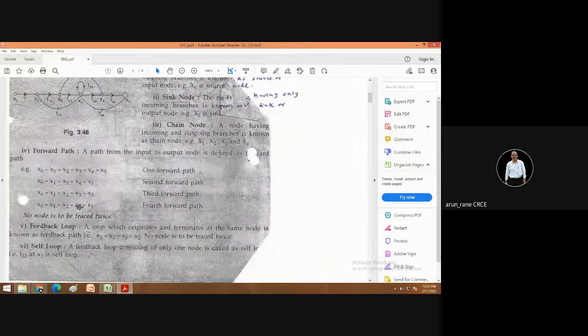Then the feedback loop. A feedback loop is nothing but a loop which originates and terminates at the same node. So x2, x3, x4, and then x2. That is called the feedback path. No node is to be traced twice. Then the self loop. The self loop is this. It has only one node. So T33 is called the self loop.